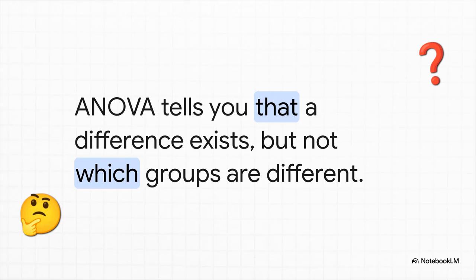But, and this is a really important but, the ANOVA result is a bit of a cliffhanger. It's like a fire alarm going off. It tells you, hey, something interesting is happening over here. It confirms there's a difference somewhere, but it doesn't tell you if method B was better than A or if C was different from B. It doesn't pinpoint the difference.